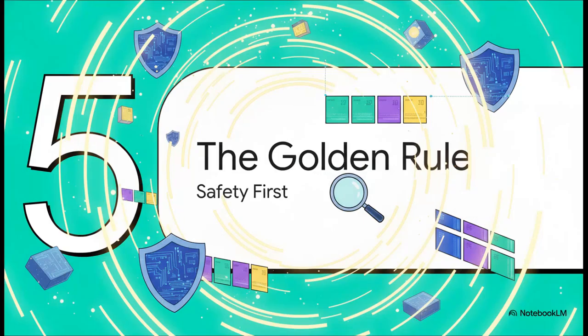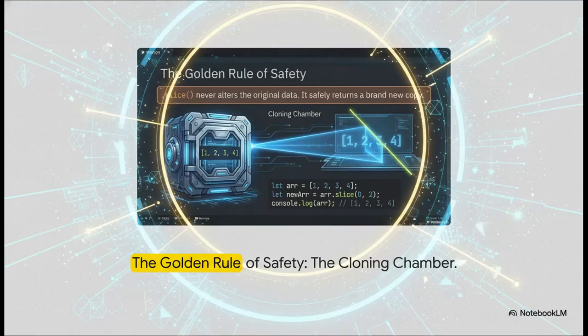Okay, section 5. The golden rule. Safety first. There is this brilliant kind of cloning chamber aspect to this tool. It perfectly illustrates our golden rule. The slice method is completely non-destructive. What does that actually mean? It means it never alters, mutates, or corrupts your original data source. Instead, it safely scans the data and returns a brand new, fresh copy of the requested section.